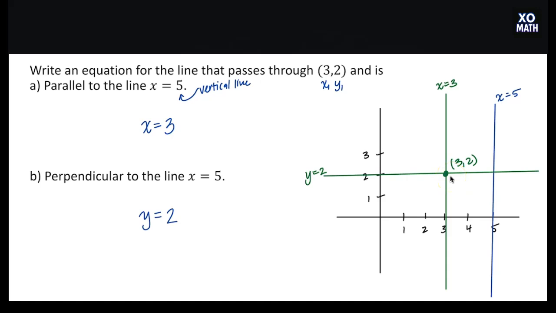And here is a quick visual. If I want to pass through the point (3, 2) and be parallel to x equals 5, then I must be the line x equals 3. If I want to be perpendicular to x equals 5 and pass through the point (3, 2), I must be the horizontal line y equals 2.